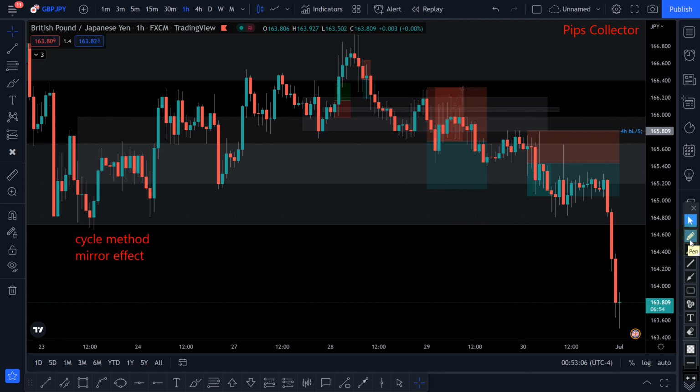I want to spice up things this morning, today, give you something that would make your day wholesome. I want to share two different attributes, the cycle method and the mirror effect. We'll start with the first one, the cycle method. What is the cycle method?